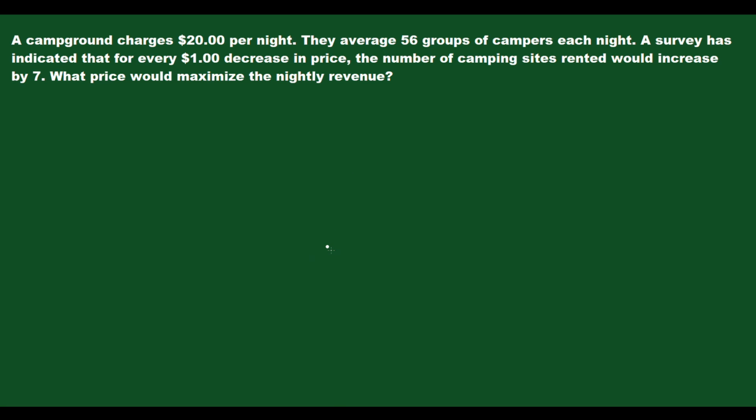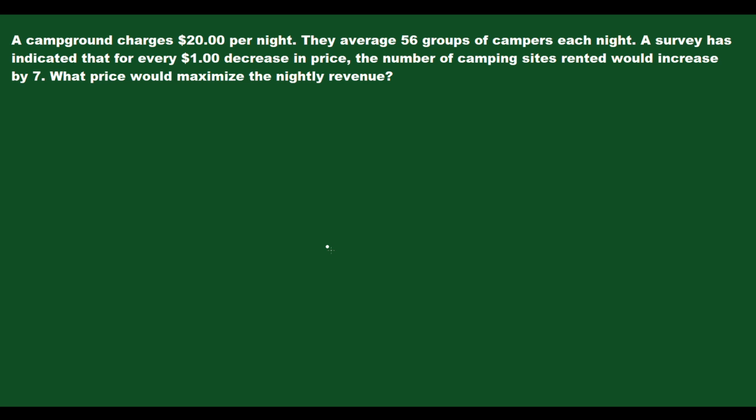So you have a campground, and they charge the people $20 to come and stay the night. And typically, they have about 56 people on average staying each night. So we could figure out right now how much money they make each night, right? $20 times 56, that would tell you how much revenue they're bringing in right now.